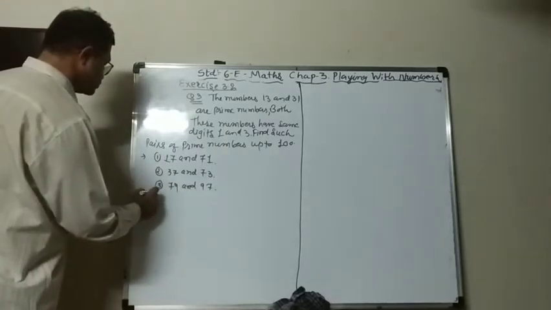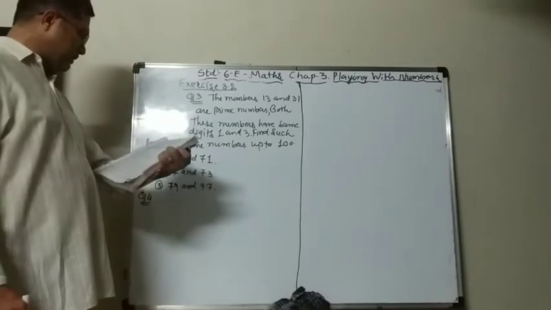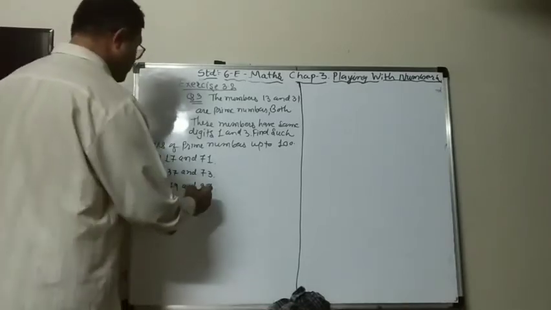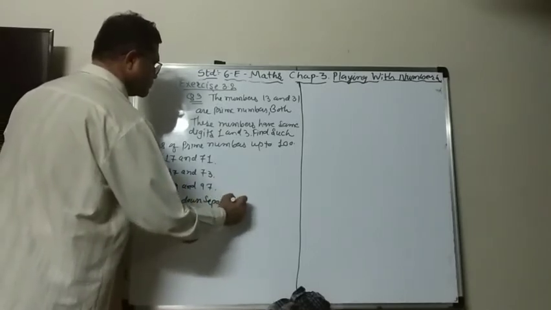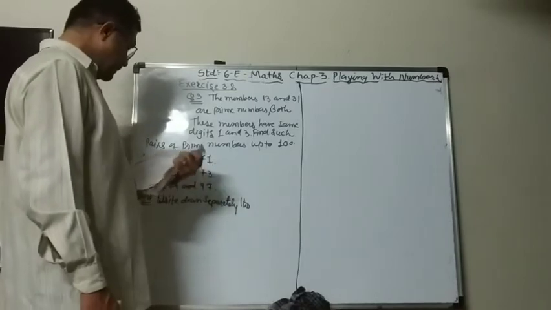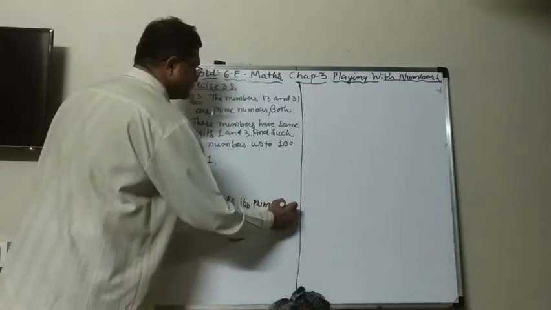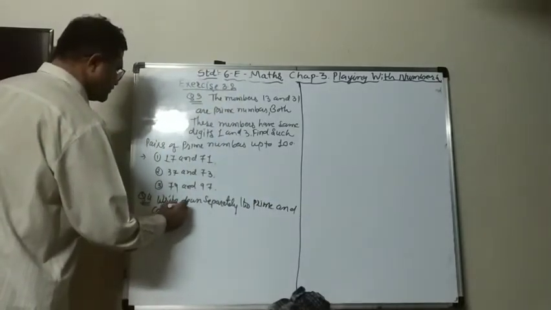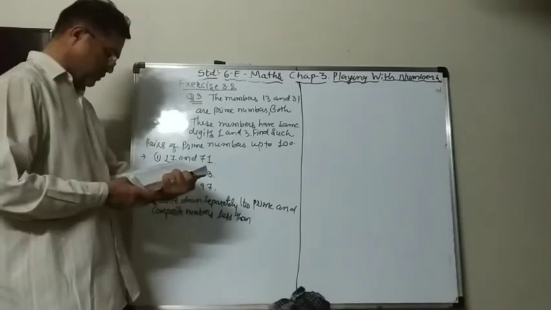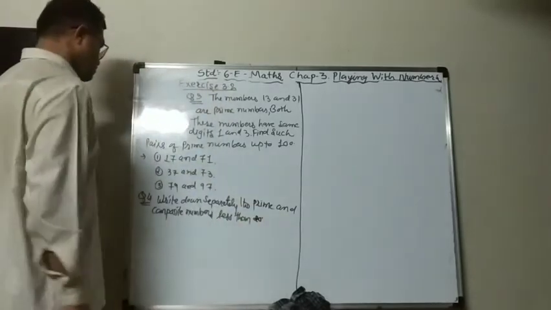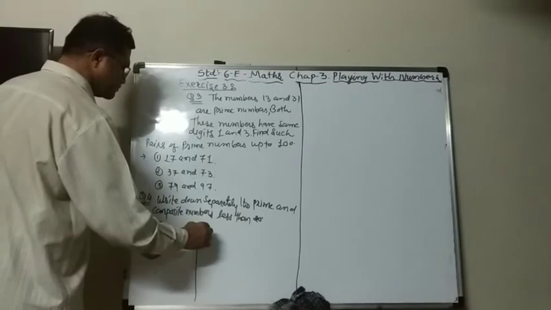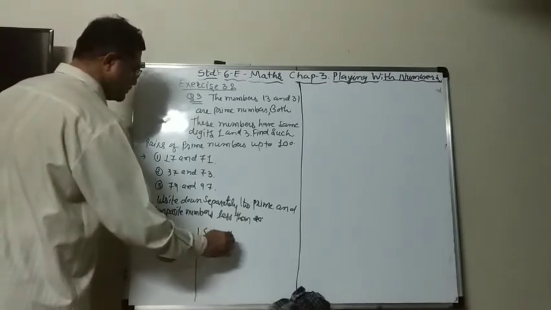Question number 4. Write down separately the prime and composite numbers less than 20. Less than how much? Less than 20. So now we can make two parts. This side we can write down prime numbers. This side we can write down composite numbers one by one.